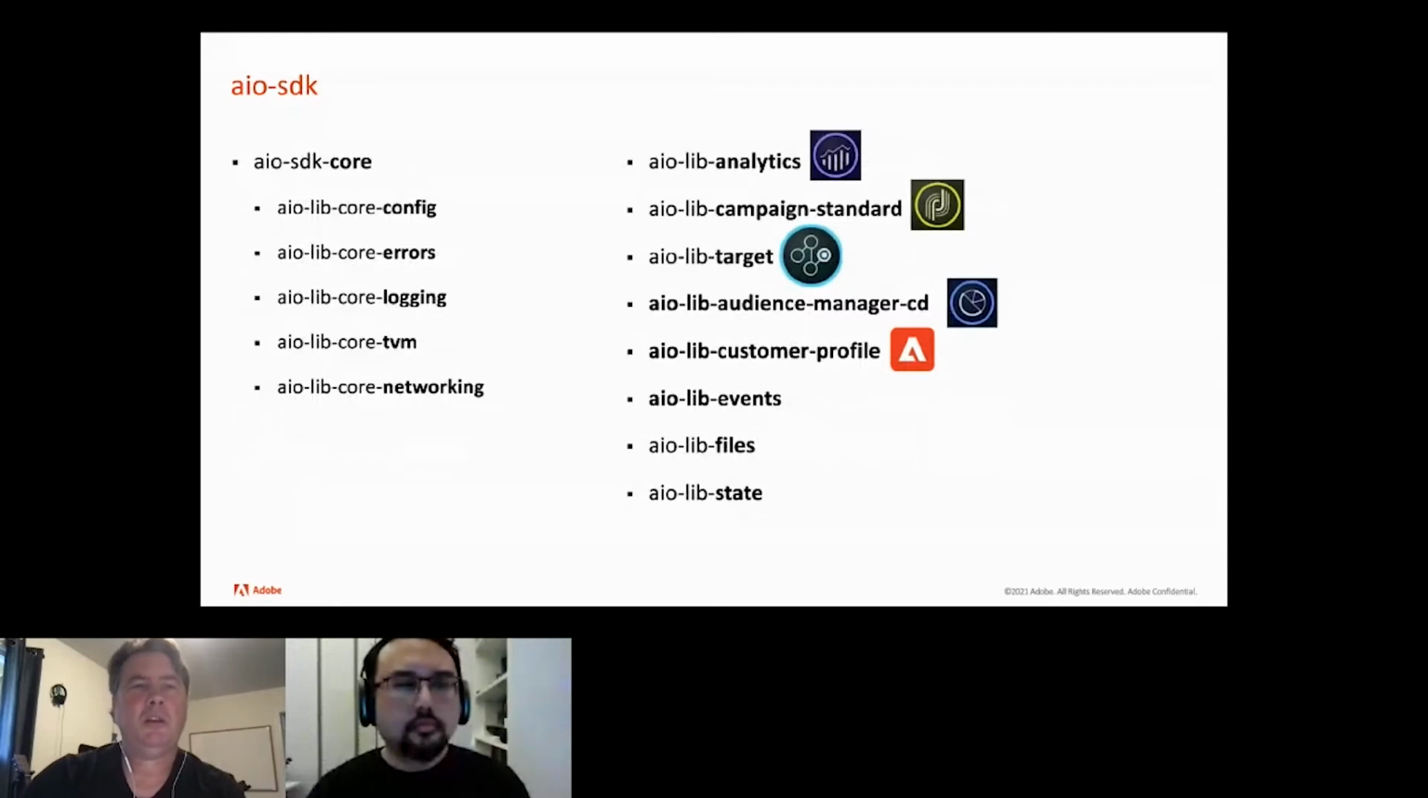So digging into the SDK more, the SDK is more about libraries that we distribute that you build into your app. There are some core features that we cover, like configuration and handling errors consistently, and network handling things like retries and exponential fallback if there are errors. And on top of that, there's a bunch of libraries that cover very specific services. So if you're interacting with Campaign Standard, for instance, there's a very specific library that handles a lot of that for you.